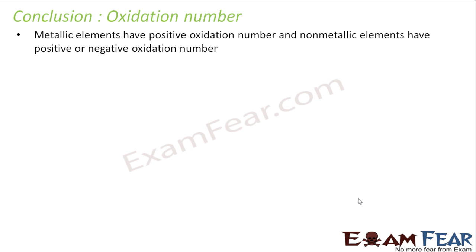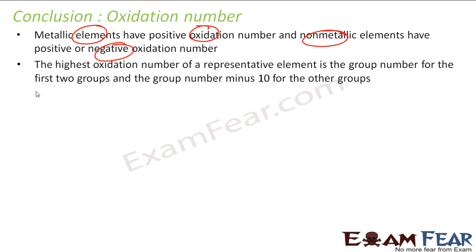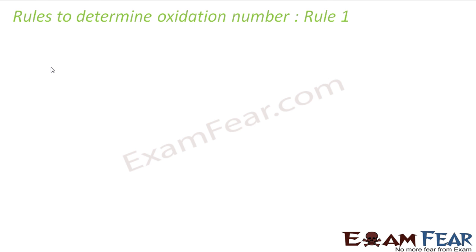And there are some conclusions also for oxidation number. That is, most metallic elements have positive oxidation numbers, and non-metallic elements have negative oxidation numbers. We'll discuss this in the next few slides, so please be patient. And the highest oxidation number of a given element in a group is nothing but group number -10. We'll discuss these two in detail. So we'll talk about rule number 1. The memory tip was free image of human face, right? So let's talk about the free part first.